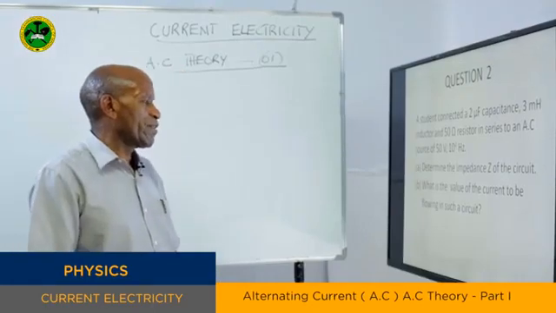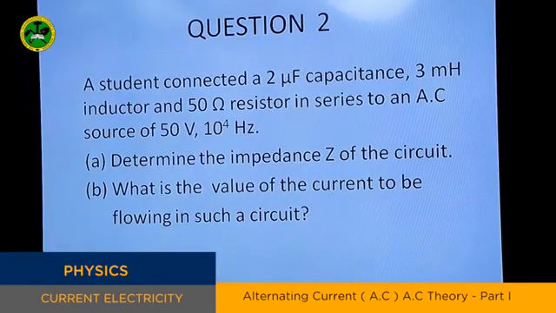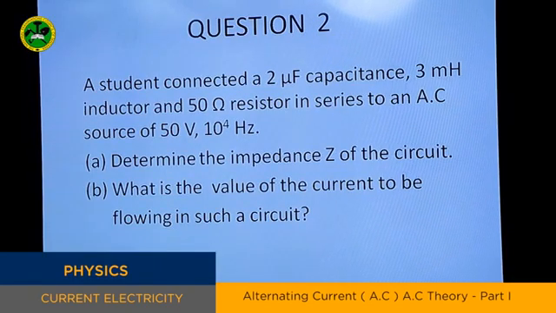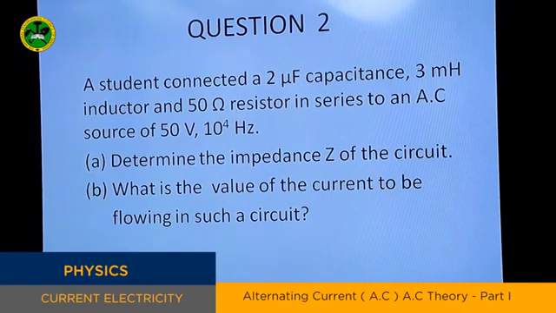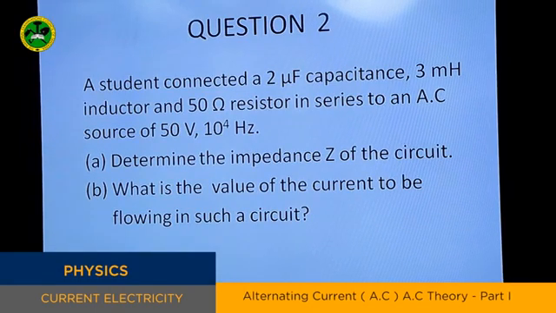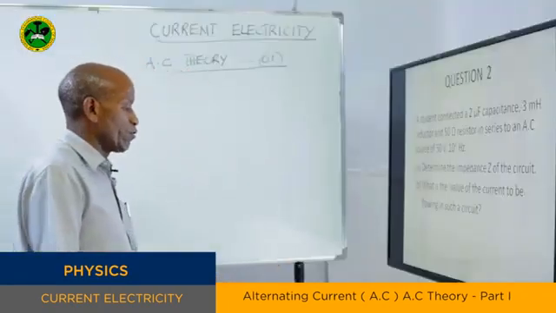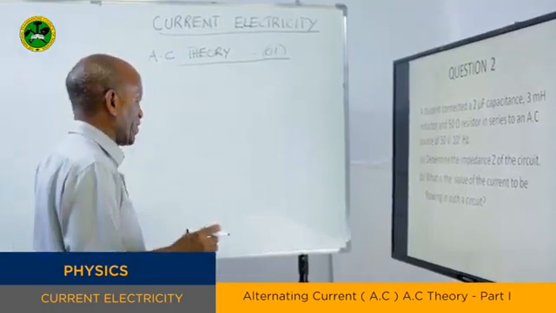Here is the question. A student connected a 2 microfarad capacitor, a 2 millihenry inductor, and a 50 ohm resistor in series to an AC source of 50 volts and 10 power 4 hertz, that is 10,000 hertz. A: Determine the impedance of the circuit. B: What is the value of the current flowing in such a circuit? This question, if you followed me, is very easy.